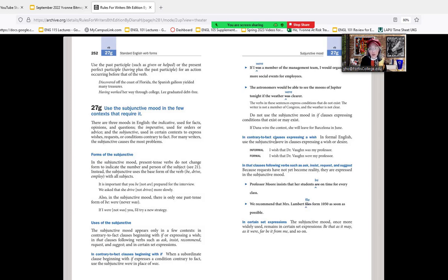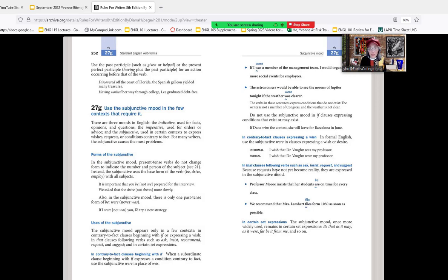In contrary-to-fact clauses expressing a wish. In formal English, use the subjunctive were in clauses expressing a wish or desire. I wish that Dr. Vaughn was my professor. I wish that Dr. Vaughn were my professor.